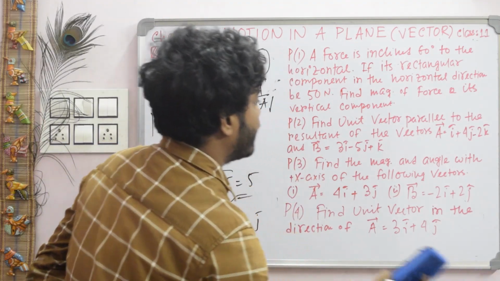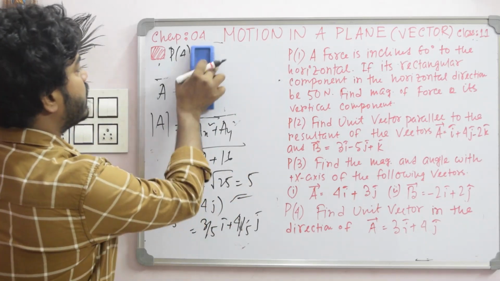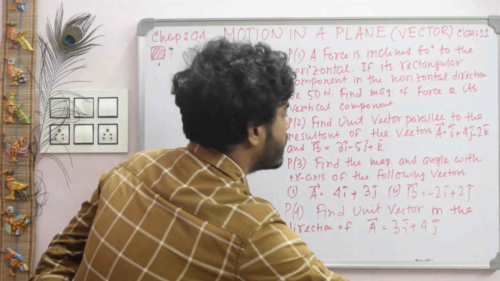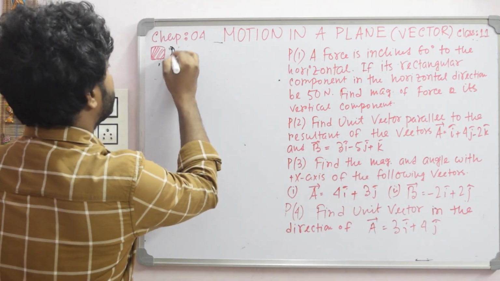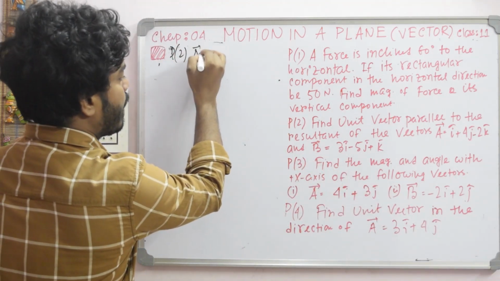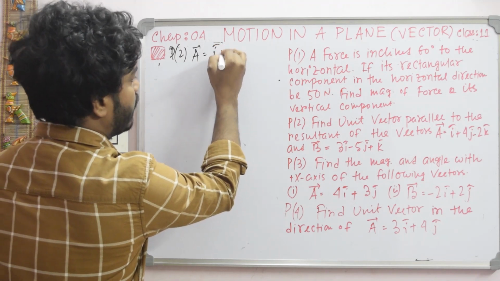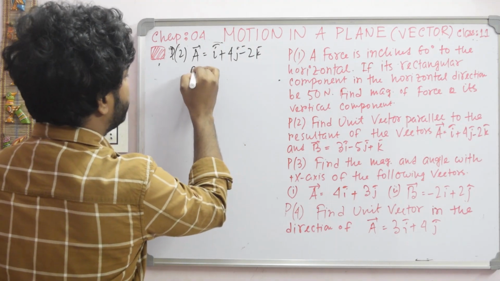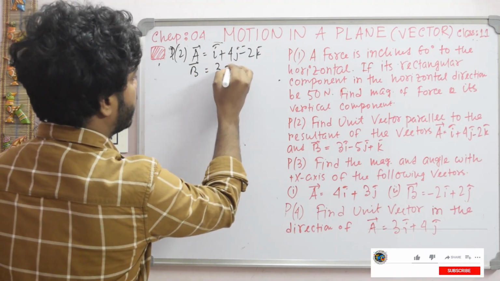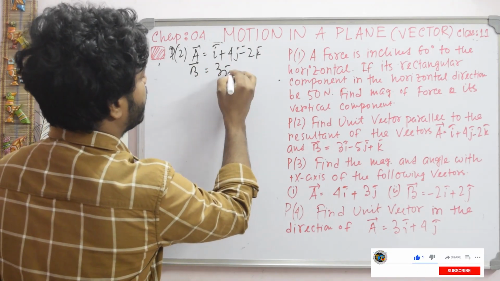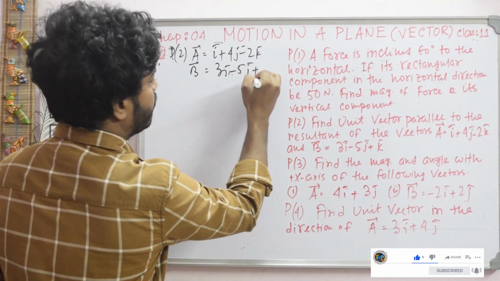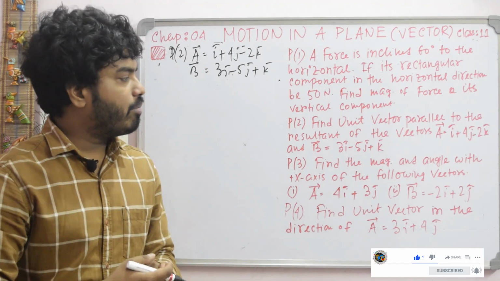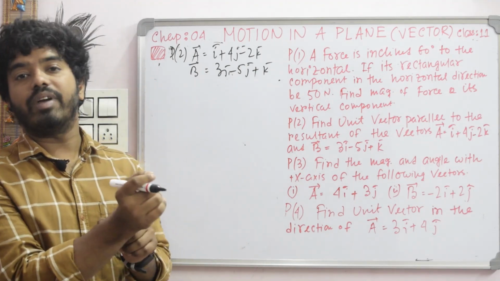Problem 2 is given: find the unit vector parallel to the resultant of two vectors, that is a vector and b vector. Write it down first. a vector is given as i cap plus 4 j cap minus 2 k cap, and b vector is given as 3 i cap minus 5 j cap plus k cap. You have to find out the unit vector parallel to the resultant of a and b vector.